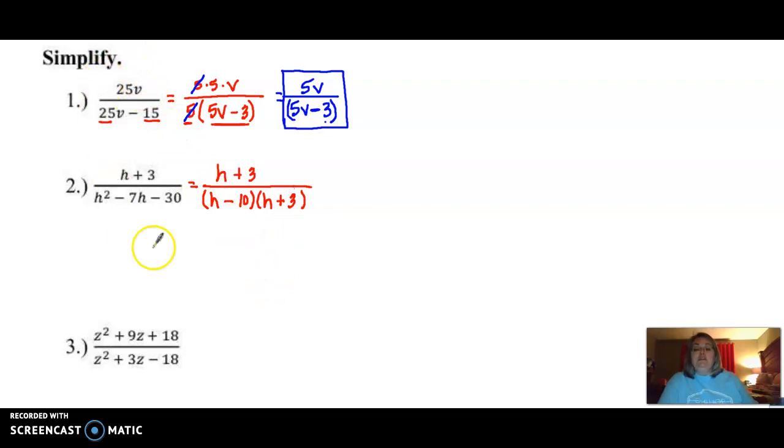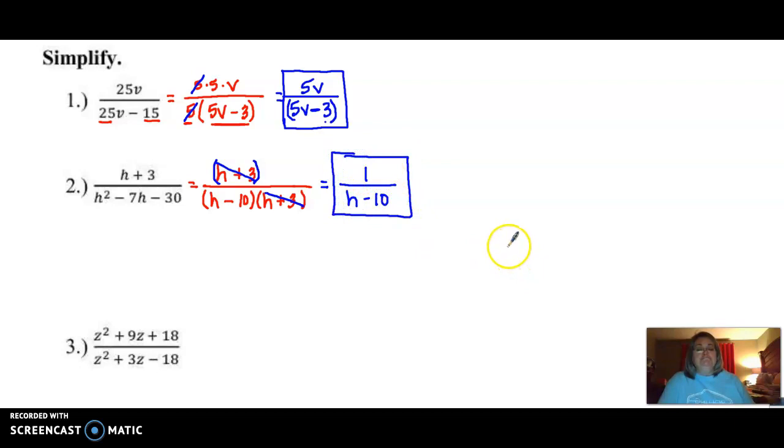Now if you notice things that are being multiplied, I have an h minus 10 as a quantity that's being multiplied by a quantity h plus 3. So now this is also a quantity h plus 3, and those can be reduced. Remember, when you reduce and there's nothing left on the top, we have to put a 1. If it's the bottom, you don't have to put the 1 on the bottom, but you have to put it on the top, and you're left with h minus 10. And that is your simplified version. Really not as hard as it looks, right?